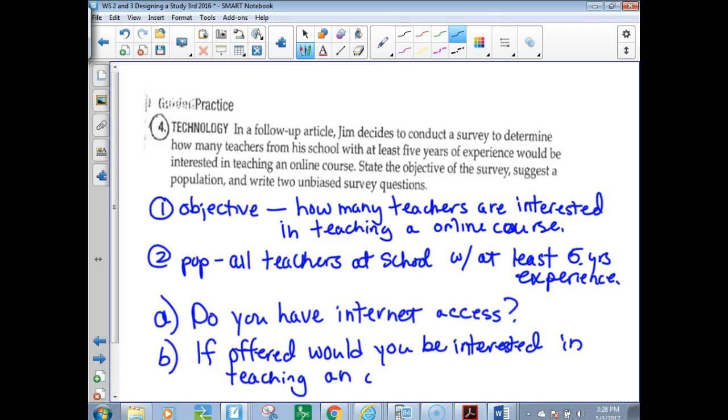Oh my gosh, my hand's getting tired. Online. Okay, does anybody have another one? What's your experience with computers? Sure.